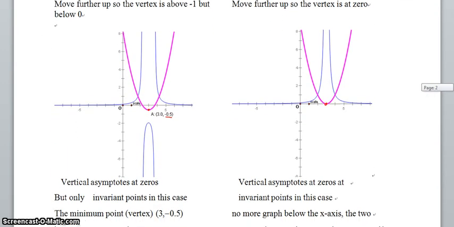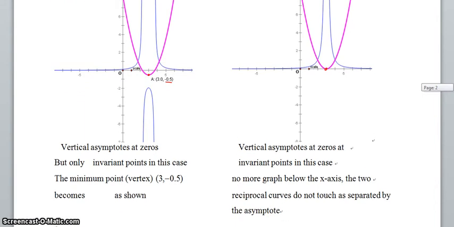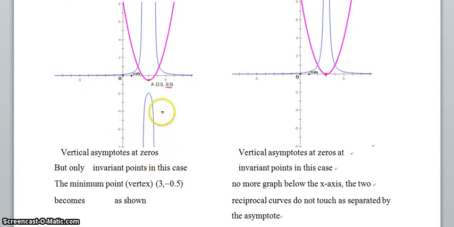So now you move further up. How many vertical asymptotes are there? There's still 2, somewhere there and somewhere there, right? So there are 2 vertical asymptotes, but only 2 invariant points in this case. The minimum point, the vertex of this graph, now you take the reciprocal of this number, it becomes 3, -2 as shown. Okay, so this is your new point. And then you draw the curve accordingly.